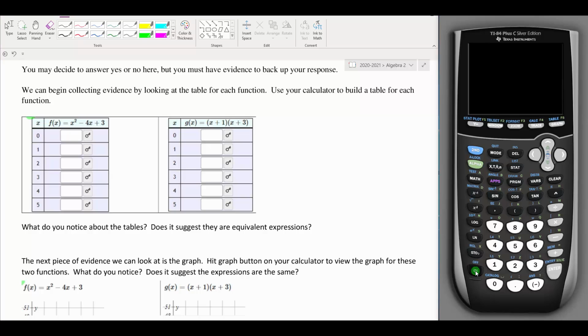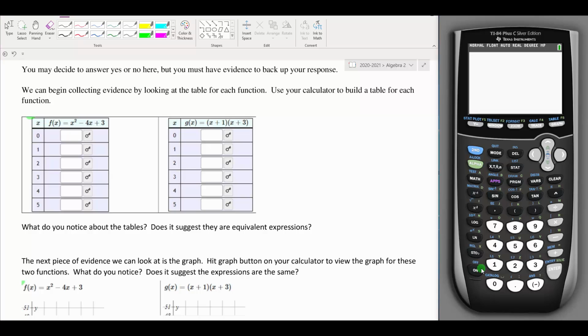I'm going to turn it on. There we go. And I'm going to hit y equals, and I'm going to enter in each of my functions. So in y1, I'll put f of x, and then in y2, I'm going to put g of x, right? So you just type those in. You can type them in both at the same time, probably save you a little bit of time. Then we're going to go right to the table.